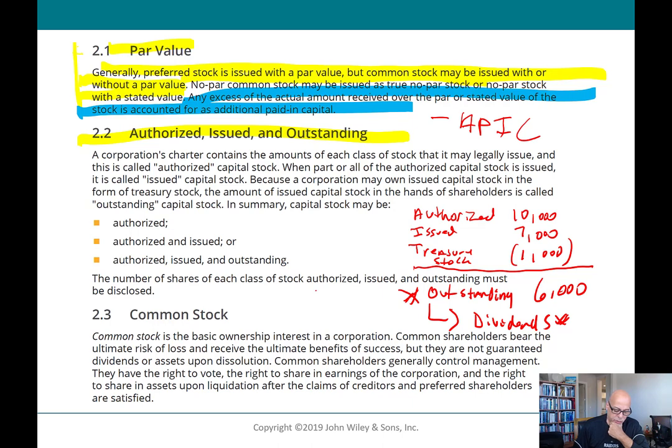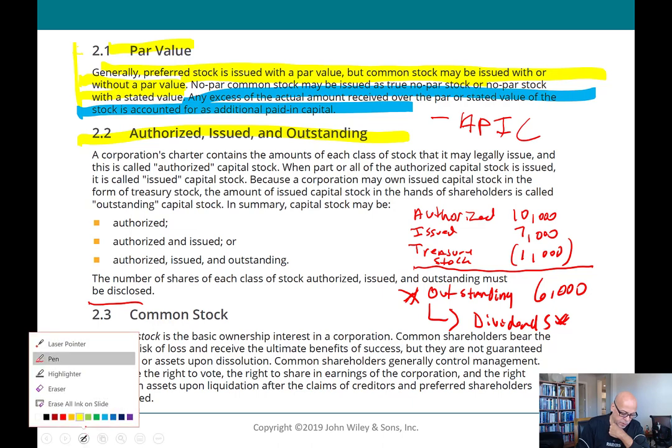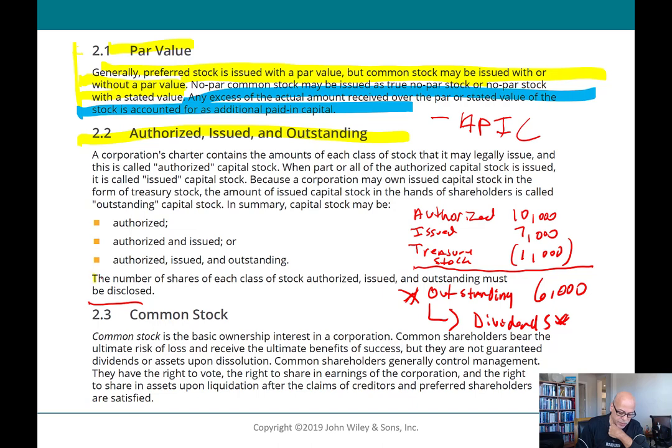In your financial report on your balance sheet, you have to call out the number of shares that are authorized, issued, and outstanding. And of course, you show treasury stock subtracted, so you have to show that as well.